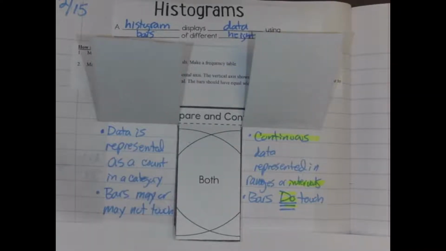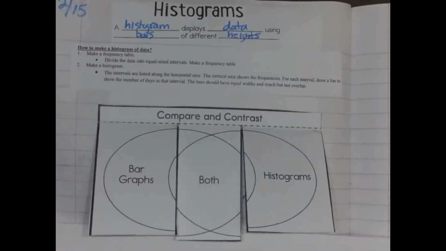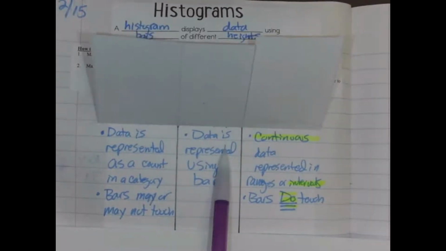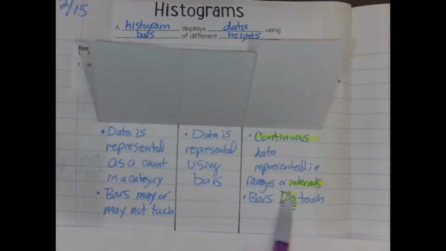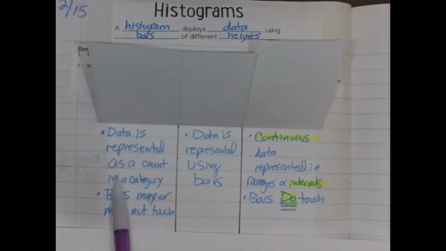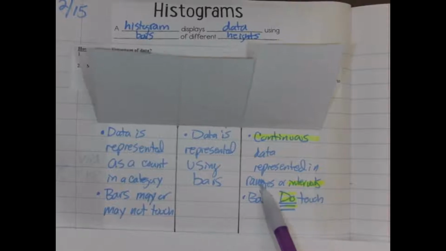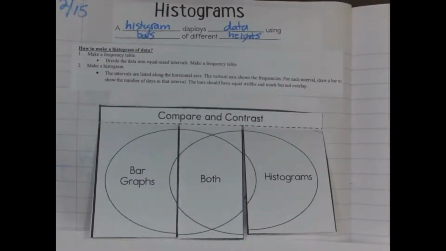And then how exactly are they the same? So we have our Venn diagram here. We've talked about their differences. How are they the same? Well, they're both data that is represented using bars. These bars over here touch. These bars may not touch. This data is a count in a category, where this one is going to be continuous data that's in some intervals or ranges. Okay, so let's make a histogram.